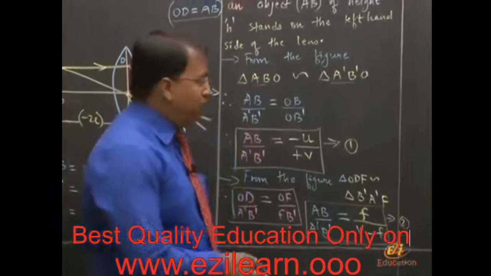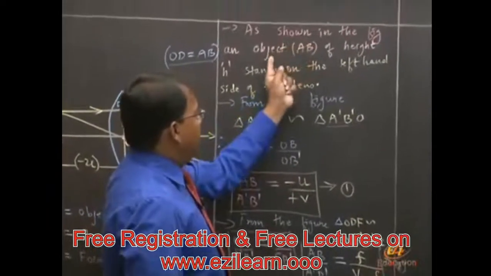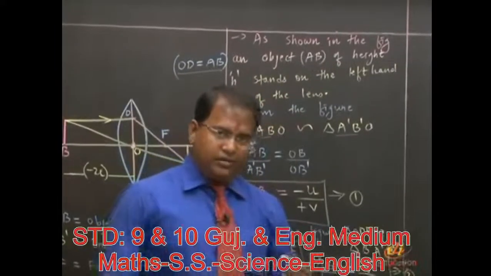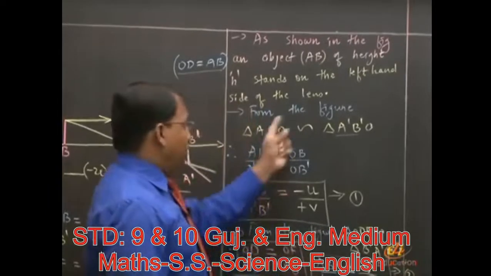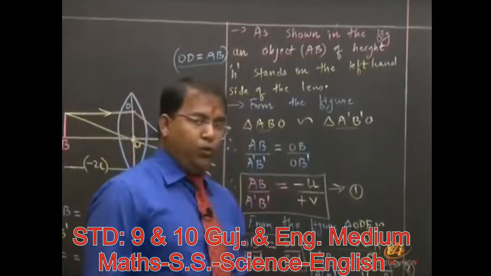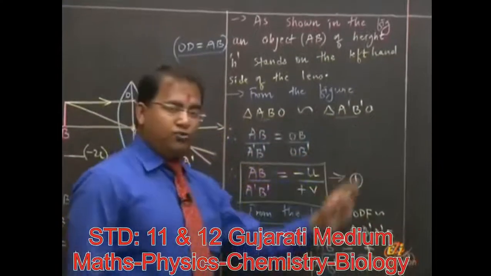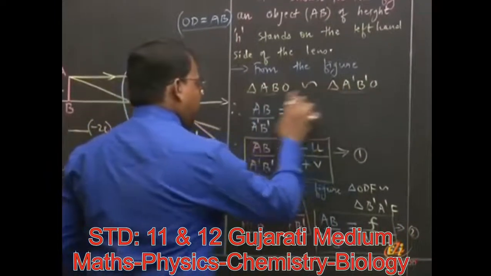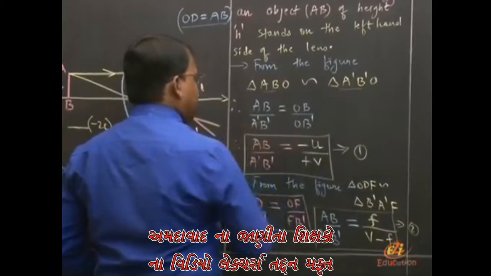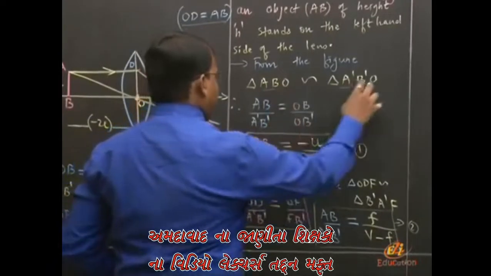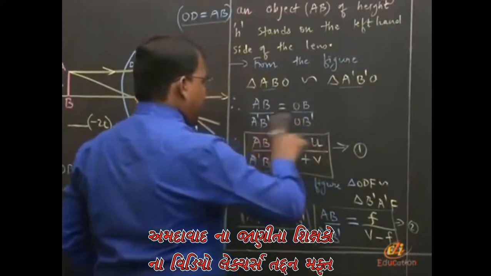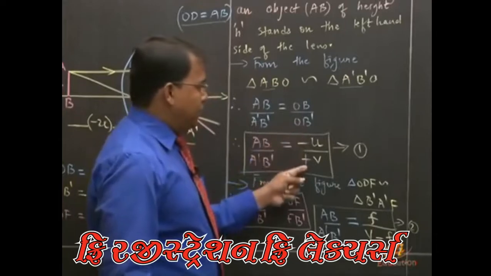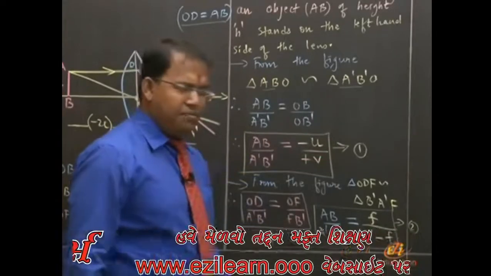Let us have a quick recap of what we have done till now. As shown in the figure, object AB of height h is standing on the left hand side of the lens. From the figure, the first similarity which we are going to deal with is triangle ABO similar to triangle A'B'O. First side upon first side, AB upon A'B', second side OB upon OB'. OB has a value of minus U and OB' has a value of plus V. So minus U upon plus V is result number 1.